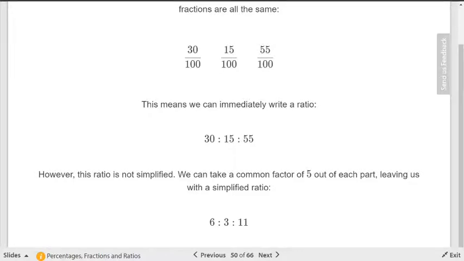Yes, but you don't want to simplify it then because the denominators wouldn't be the same. So don't simplify them when the denominators are the same. Simplify them after you create the ratio. Because if you divided them all, then the numbers on the bottom would change.